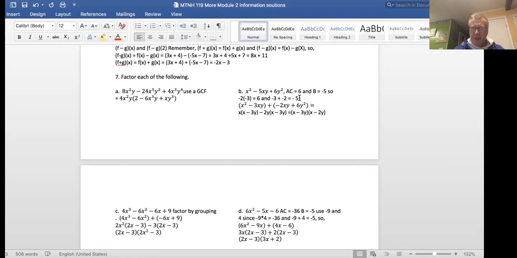Are those numbers always easy to find? No, they're not. Sometimes they're very difficult. Okay? It might take a little bit of guess and check, if you will, even with this method. So then what we do is we rewrite this middle term of minus 5xy with a minus 3xy and a minus 2xy. These two right here, if I add them together, will add up to minus 5xy. And I factor by grouping.